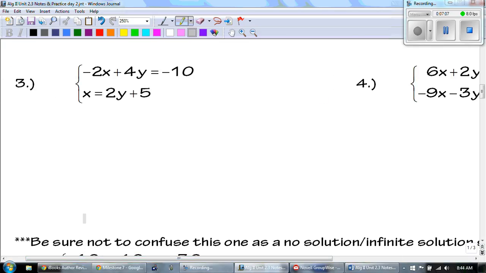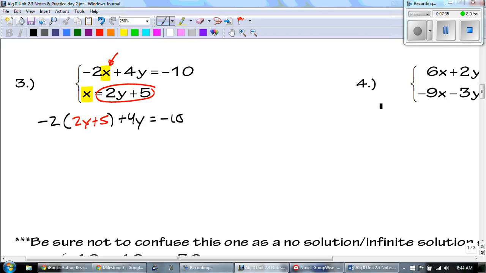Okay, number 3. I see that the x is by itself. I'm going to circle what it equals, and then I'm going to plug it in. Okay, so I've got negative 2, parentheses, the 2y plus 5, plus 4y equals negative 10. Okay, there's my check. I've got the same variable, and now I can distribute that negative 2.